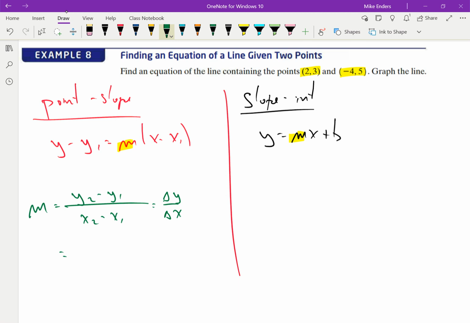So I've got the change in y's. I'm going to do 5 minus 3. My 5 was my second y, 3 was my first y. And I do my change in my x's. My second x is negative 4 minus my first x, which is 2. So 5 minus 3 is 2. Negative 4 minus 2 is negative 6. So my slope is going to end up being negative 1/3.